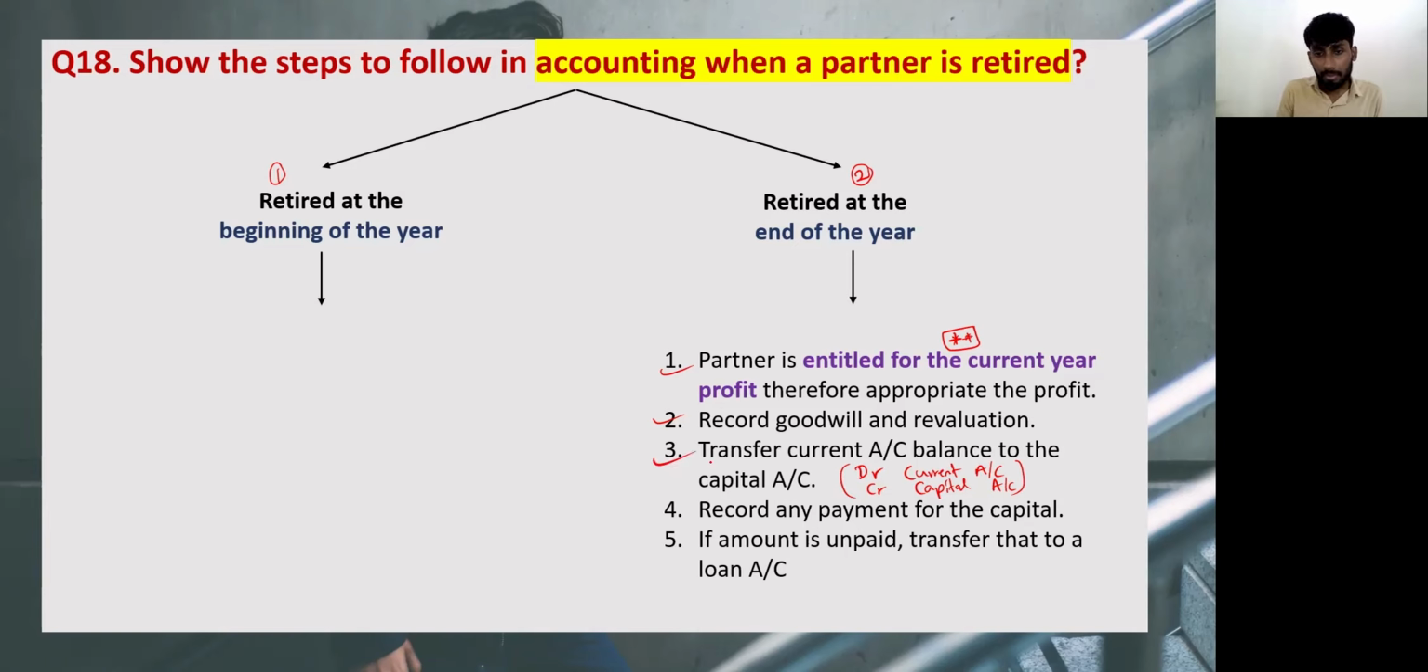Then, when a partner is retiring, we need to pay his equity. If we are making a payment, then we need to record that payment: cash credit, capital account debit. Why? The entire equity is now in the capital account, since we transferred the current account balance also to the capital account. Finally, if an amount is unpaid, that amount needs to be transferred to a loan account. So this process needs to be followed, my dears.